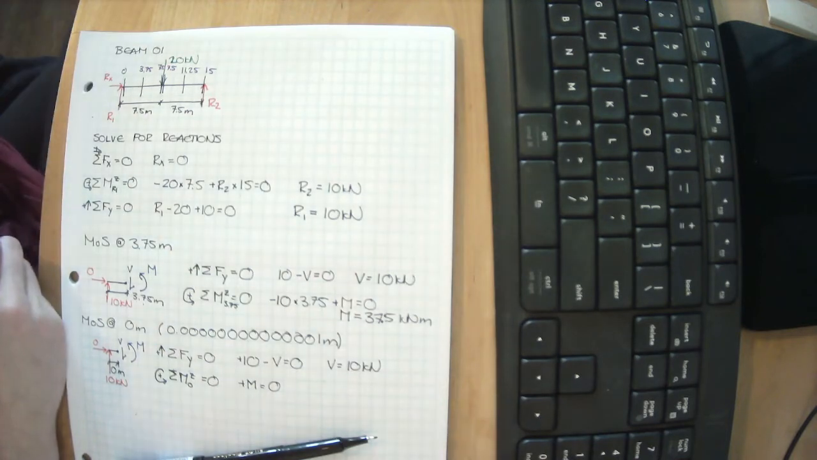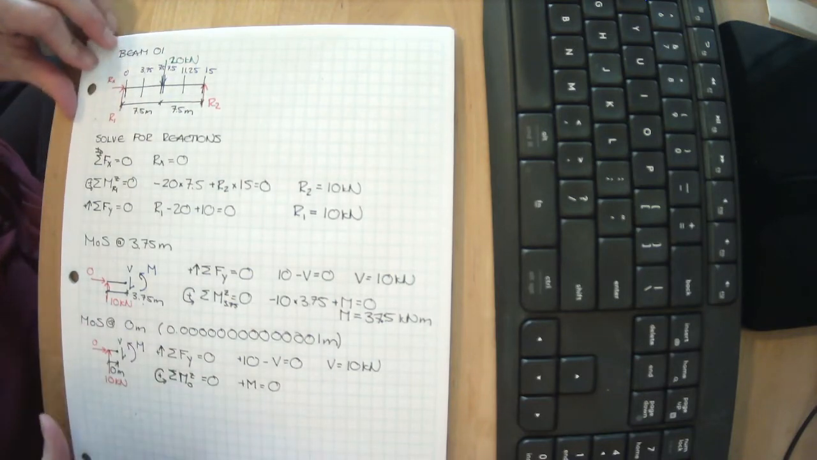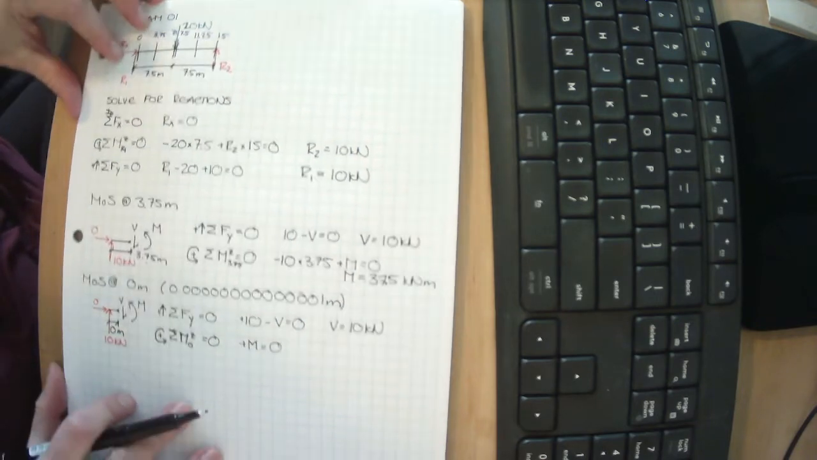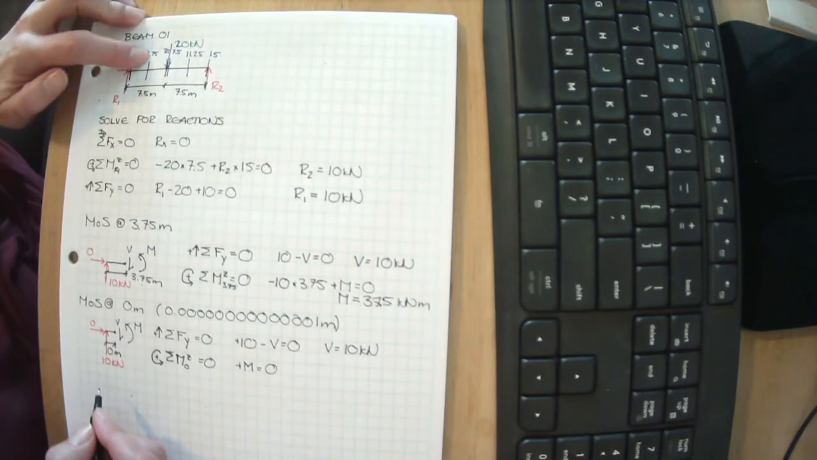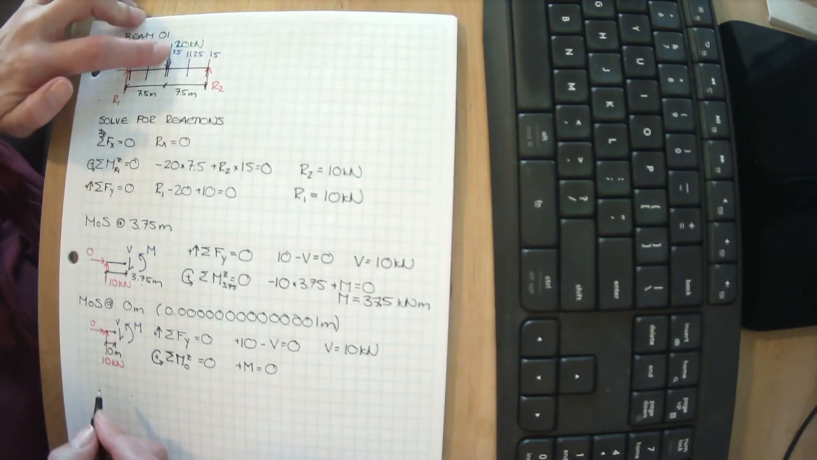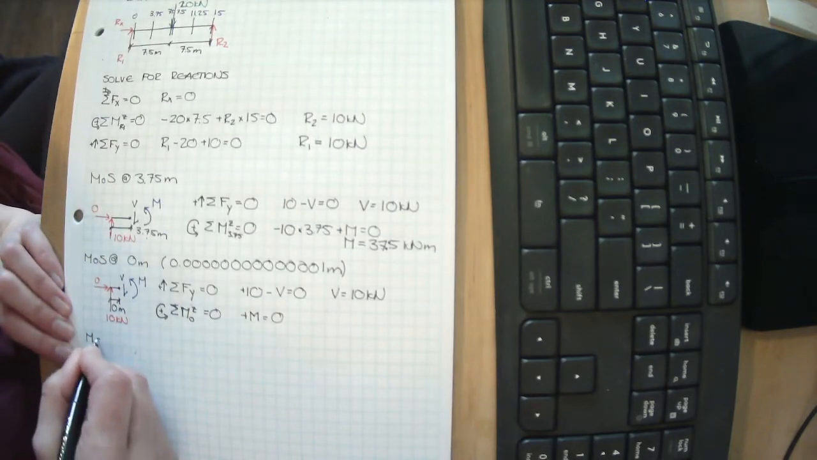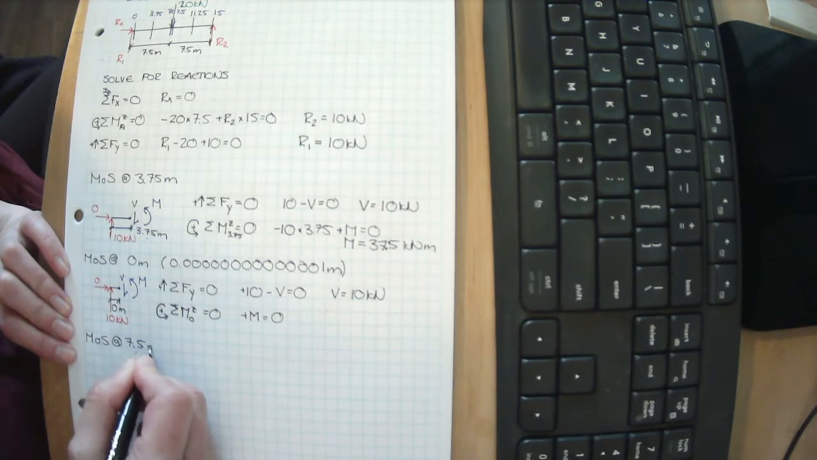I'm going to show you an example next week where we do, in fact, have moment at the end of a beam. But we try not to do it. Okay, so we've cut here and we've cut here. Let's cut just before our 20 kilonewtons. So let's do method of sections at 7.5 meters.